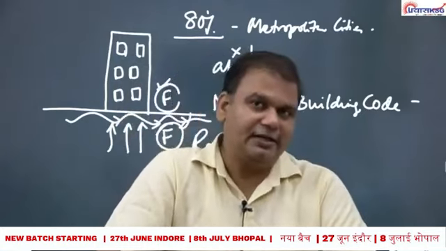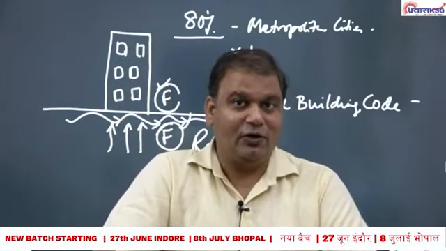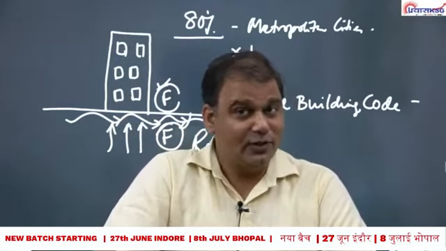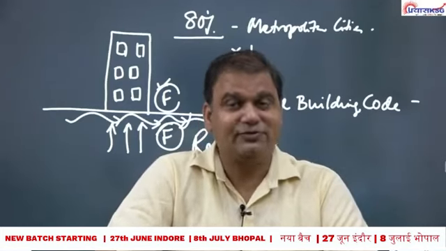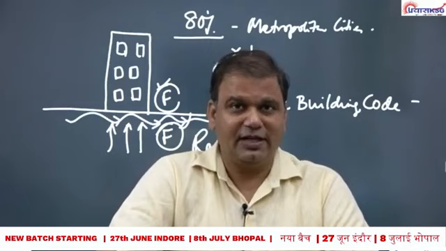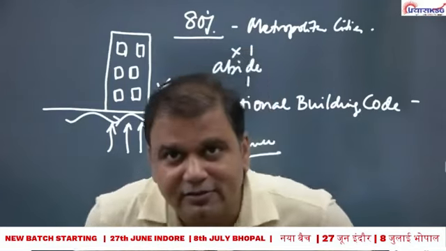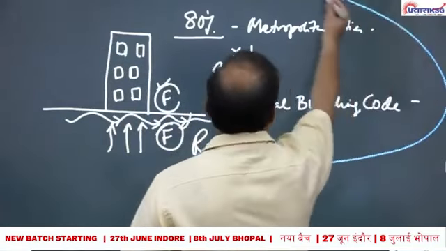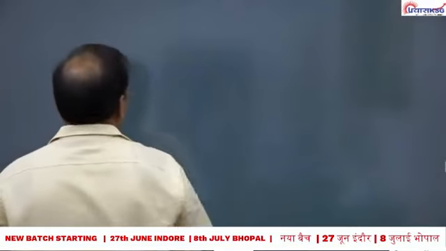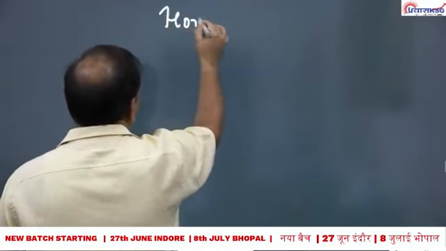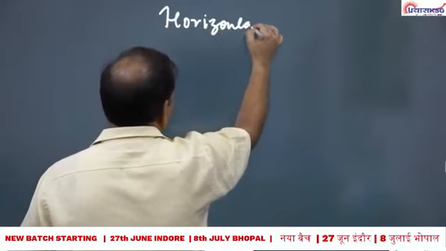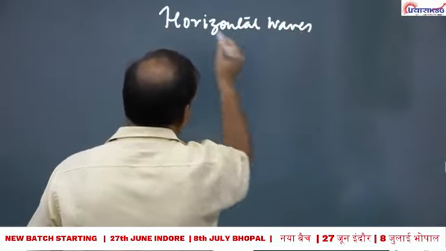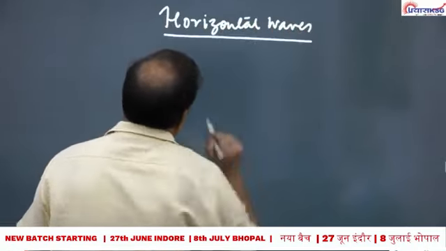So what we can write is that among the seismic waves, the horizontal waves are more damaging, and if the frequency of the building matches with the frequency of the seismic waves, then the damage would be more severe as a resonance effect would be generated. Write down: among the seismic waves, horizontal waves would be more damaging.